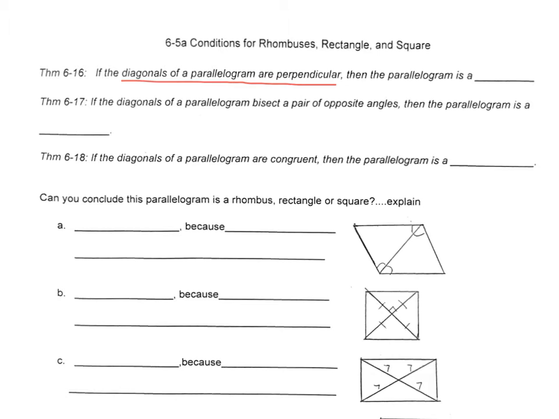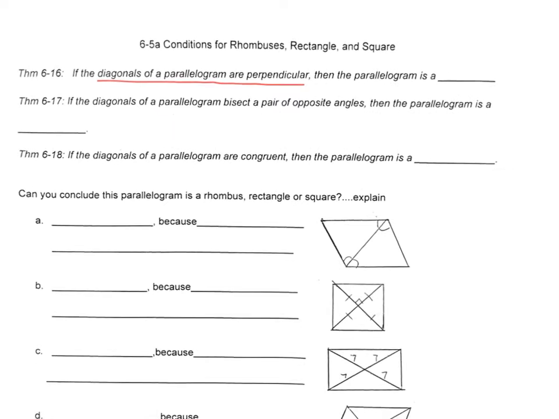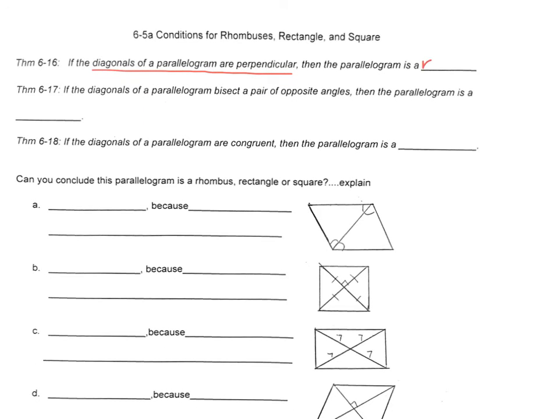it's a rhombus. If it's a rhombus, then the diagonals are perpendicular. Today we're saying if the diagonals are perpendicular, then we know it's a rhombus. So all you need to know is that the diagonals are perpendicular, and it will be a rhombus. Okay, so that's the first one. If the diagonals are perpendicular, it's going to be a rhombus.